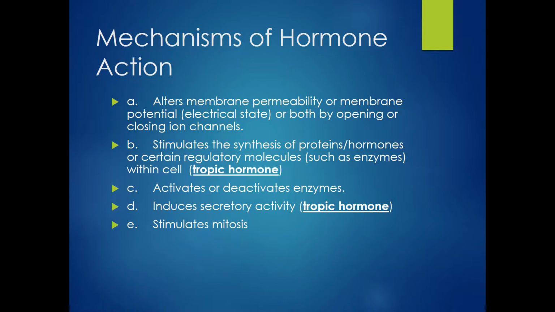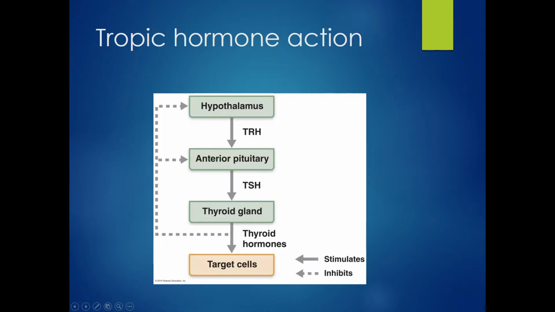So I get into this with my students, so I'm not really going to go over this. We can either alter the membrane permeability, or we can be tropic, which means a hormone is going to stimulate the production of a hormone from another gland and then induce its secretory activity. We're going to activate or deactivate enzymes like we see with insulin and glucagon. And then stimulate mitosis, like we see with growth hormone, or insulin-like growth factor, which it stimulates the production of. Okay, so let's get into a tropic hormone.